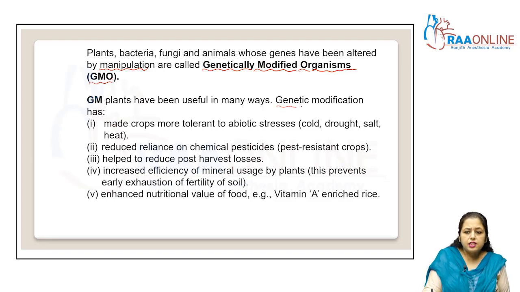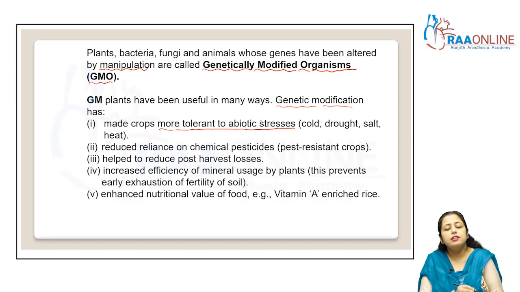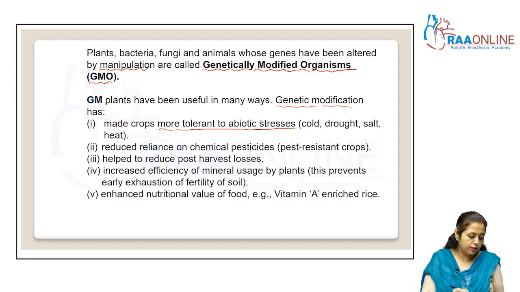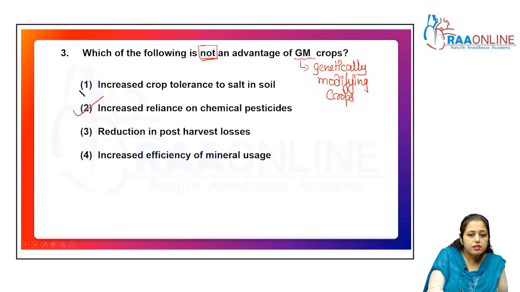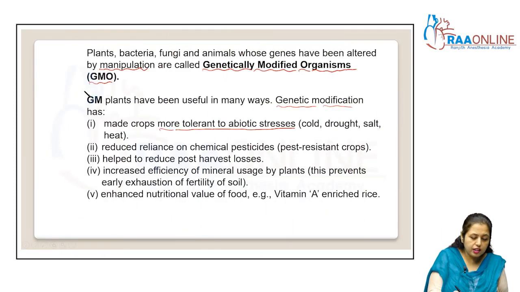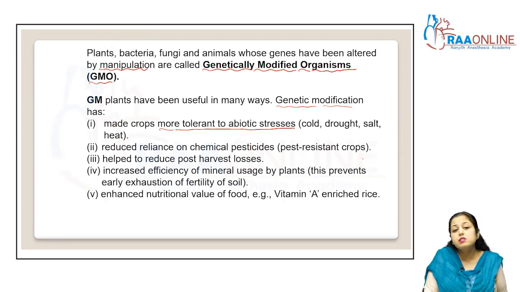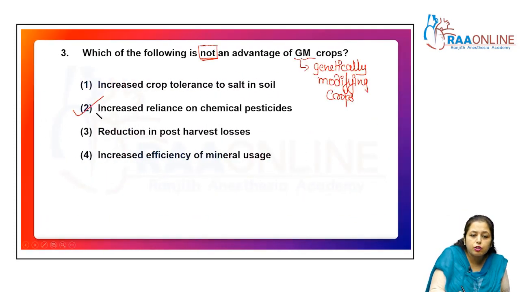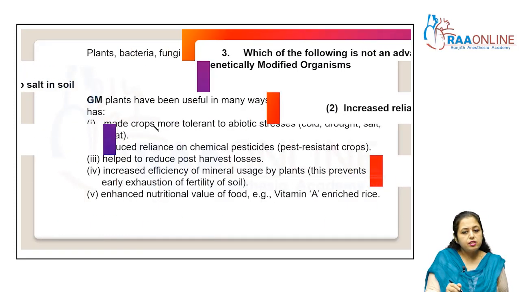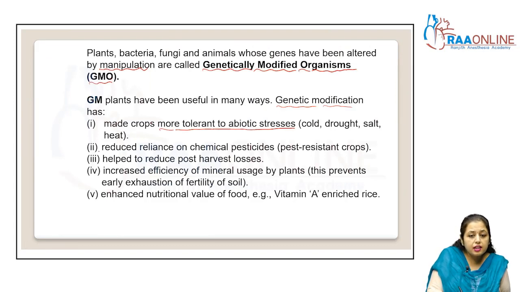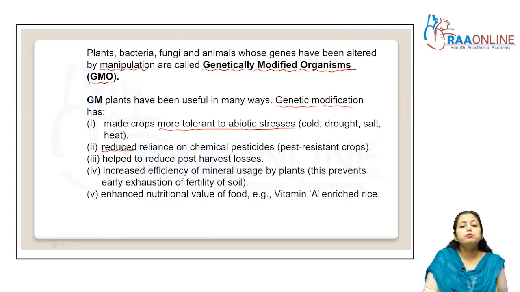How? Genetic modification has made crops more tolerant to abiotic stresses, that is cold, drought, salt, heat. So that statement is correct. That is the advantage of it, right? Second, reduced reliance on chemical pesticides, that is pest resistant crops. And in the second option, we used "increased", not "decreased". So that statement is wrong. Clearly in NCERT it is mentioned that there is reduced reliance on chemical pesticides.